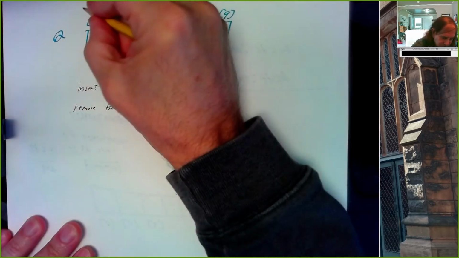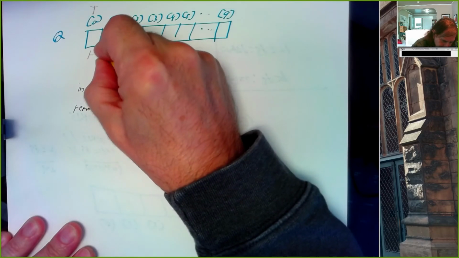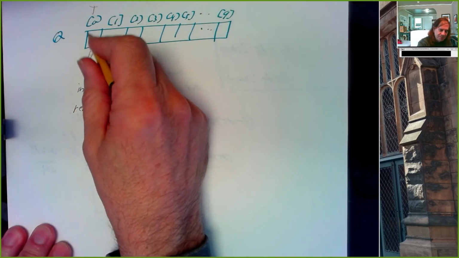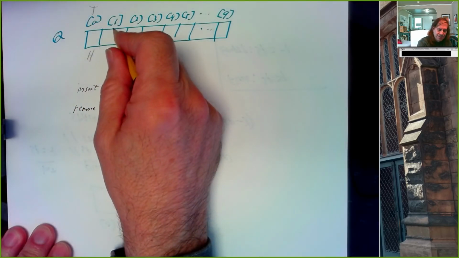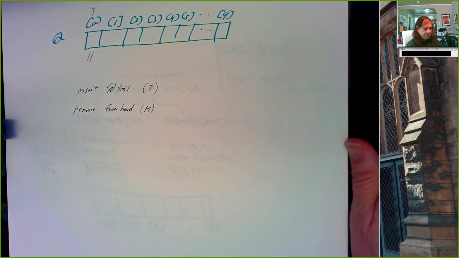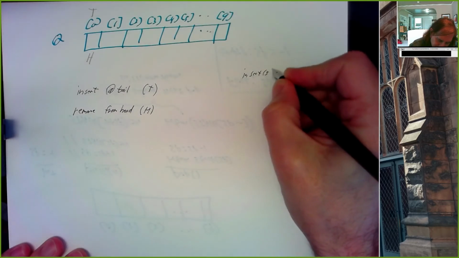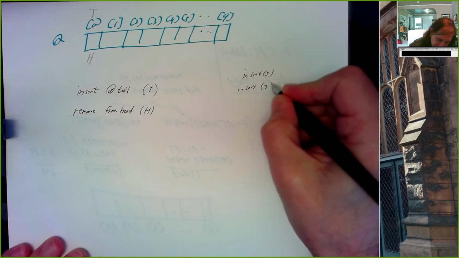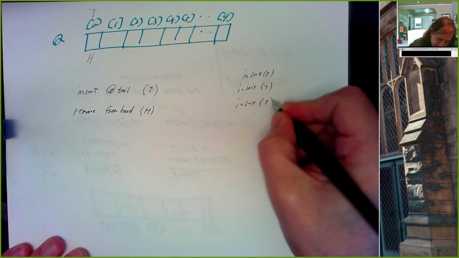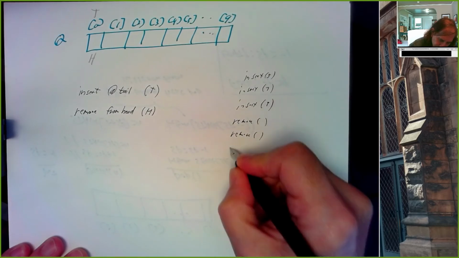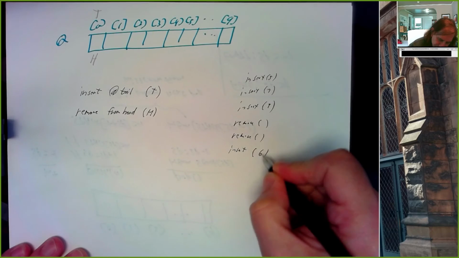So I'm going to initialize my array by just setting tail and head equal to 0. And here's the idea. When I want to insert something, I'll put it right here, and I'll move the tail over to here. So let's insert a 5. Let's insert a 7. Let's insert a 9. Let's remove. Let's remove. And let's insert a 6.